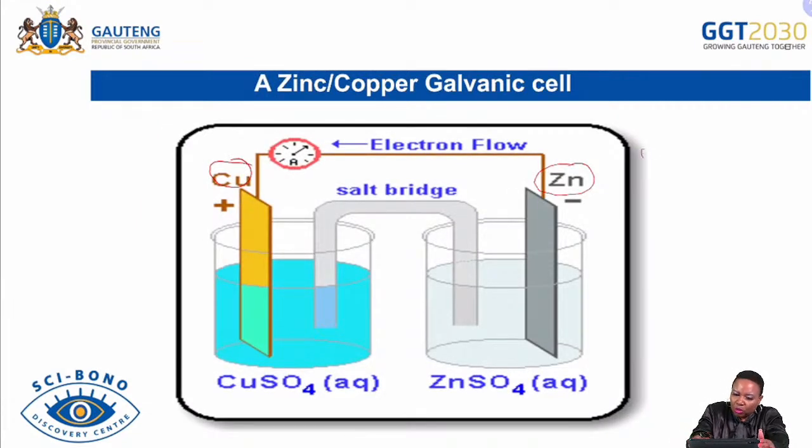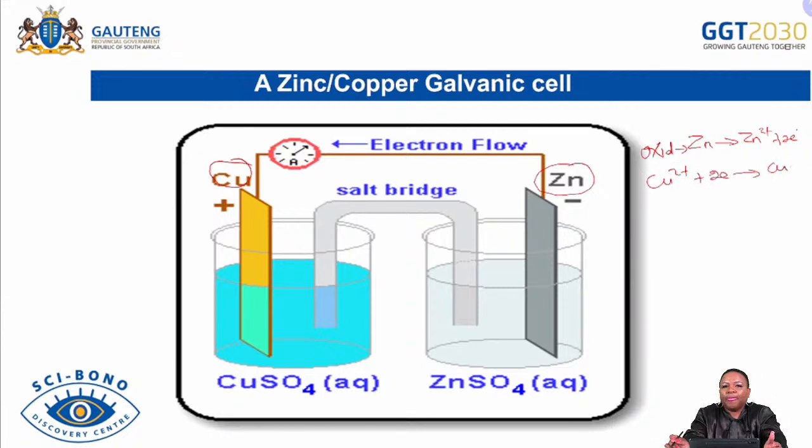So our oxidation will be undergone by zinc, giving us Zn2+ plus 2 electrons, and then the copper half cell will undergo reduction and give us what? Copper.